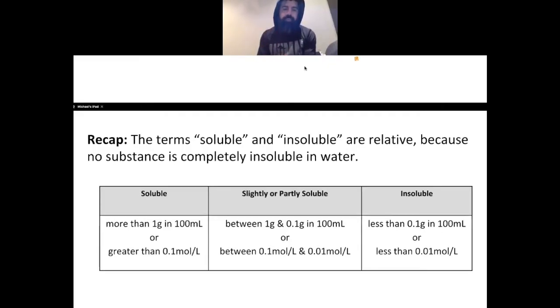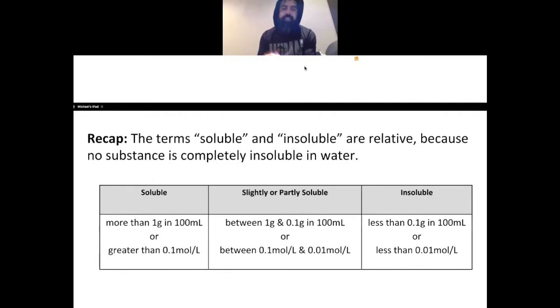For something to be considered slightly or partly soluble, all you need is anywhere from 1 gram to 0.1 gram dissolving in at least 100 milliliters of solvent. And for something to be considered insoluble, less than 0.1 gram of it dissolves in some kind of solvent.